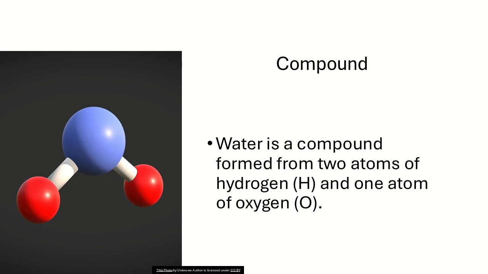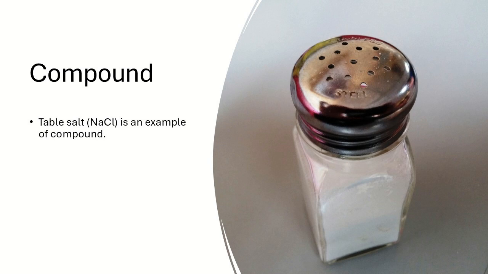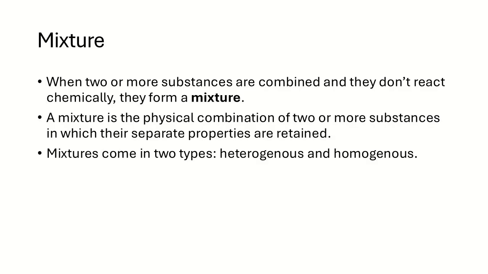Another common example is table salt. NaCl is the chemical formula that stands for sodium and chlorine. Sodium is a metal, chlorine is a gas. Actually, both of those are rather toxic. You combine them together and you're going to get table salt.